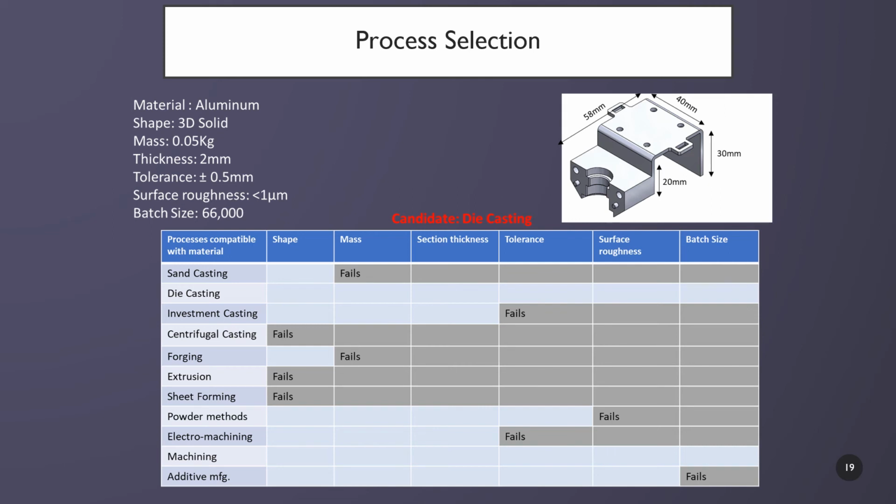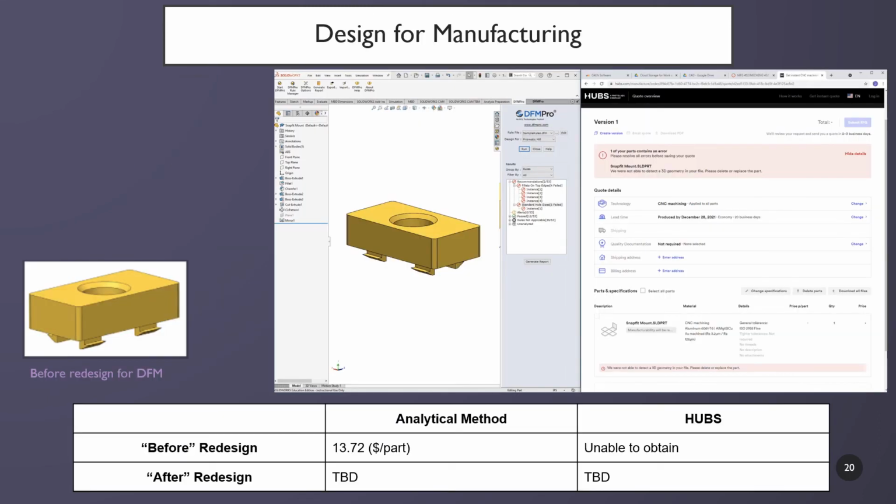The process selection for this part, similarly, the material was determined to be aluminum. It is a 3D solid of low mass and small thickness. Running through all of our candidate parts, we determined that die casting would be the optimal process for this part. For the design for manufacturing of this part, we first tried running it through DfM Pro. They gave relatively minor design changes, mostly to do with the edges of the part and the internal hole dimension. Using analytical methods, the before redesign was 1372, and the after of the analytical method hasn't been determined.